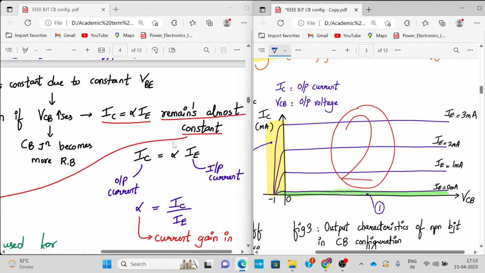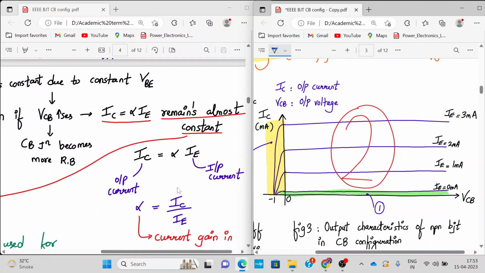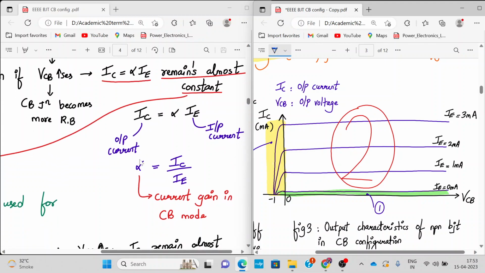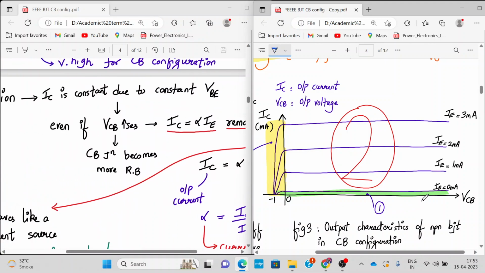Okay, alpha is almost less than 1 and almost constant. Here, IE is the input current and IC is the output current. Output upon input current gives you the current gain in the common base mode, so this alpha is almost equal to 1 but less than 1. If you increase the value of VCB, there is hardly any change in the current IC. With a constant value of IE, the current IC remains almost constant even if you increase the value of VCB.